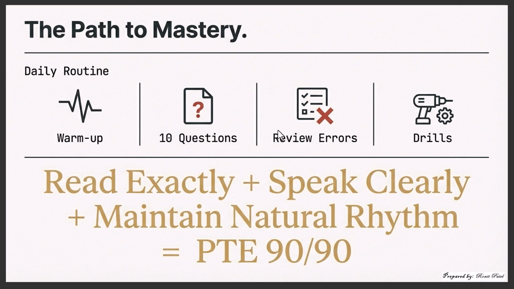If you follow this routine consistently, the final formula becomes true. Read exactly, speak clearly, maintain natural rhythm. All these equals PT Read Aloud 90 out of 90. And that is not just a motivational line. It is a practical, achievable reality when strategy meets discipline.